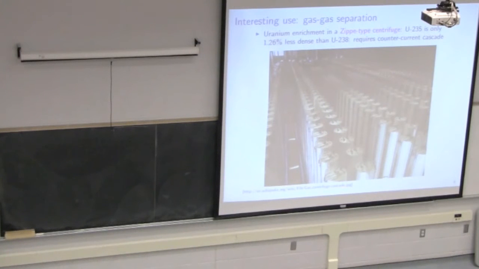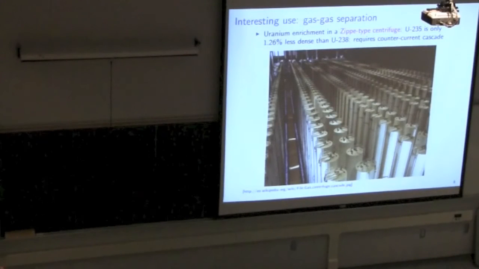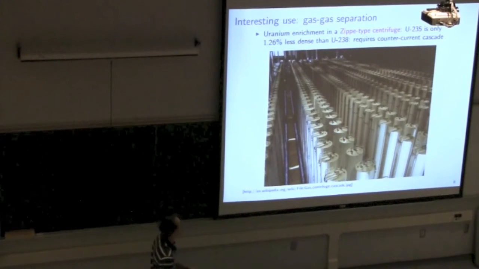So here's an interesting one. Let's take a look at this. This is a pretty interesting centrifuge used to enrich uranium. It's a very tall, thin centrifuge named after this guy, so it's called a Zippe-type centrifuge, or Zip. I'm not sure how exactly to pronounce that.